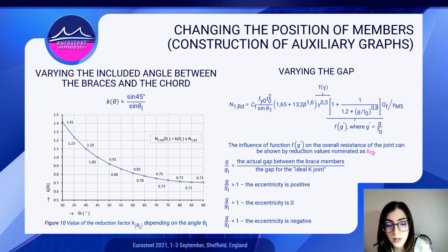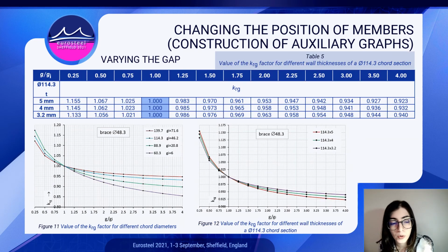These values directly depend on the ratio between the actual gap between the braced members and the gap for the ideal K-joint. If this ratio is higher than 1, the eccentricity is positive, and if it's lower than 1, then the eccentricity is negative. Considering the limitation Eurocode gives for the positive and the negative eccentricity, and also for the minimum gap of our joint, we constructed the following graph for different diameters of our chord given in our nomogram. This graph shows the different values of the kRg factor depending on the g to g1 ratio. And this is the second auxiliary graph.